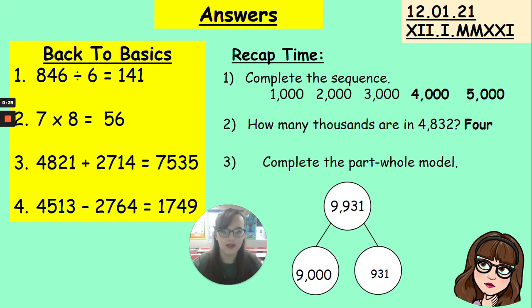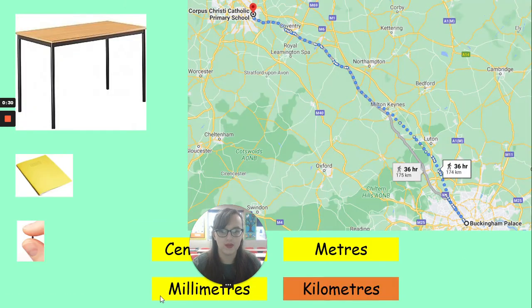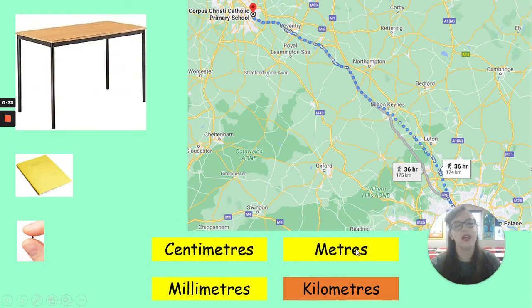Okay, and now let's have a look at today's lesson. So, yesterday we learnt about millimetres, centimetres and metres, different units of measurement. We learnt how many millimetres there were in a centimetre and how many centimetres there were in a metre. We looked at what they'd be used to measure. I wonder if you can remember how to match these up. You'll notice we have a new one today as well. So let's match some of these up.